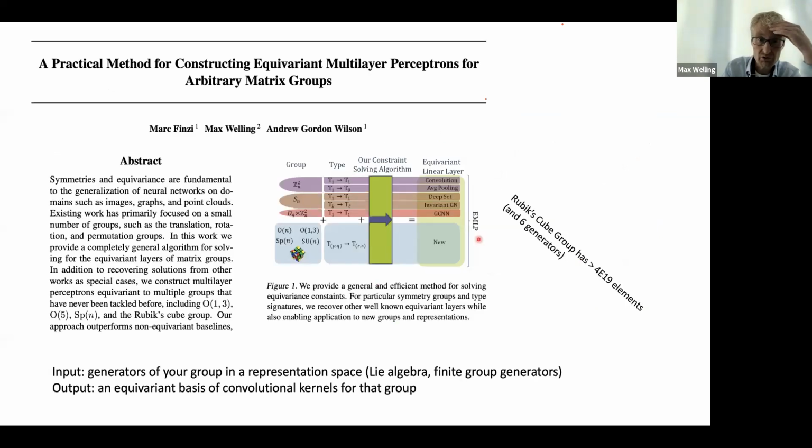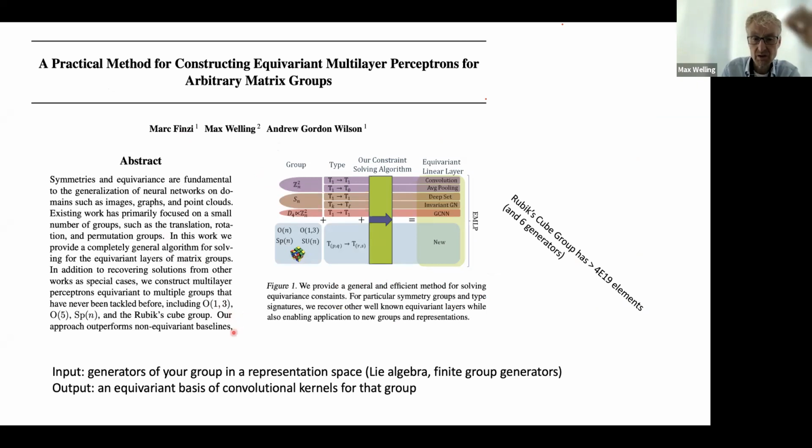Now, for those who want to start on these ideas, there is this paper that we wrote where McKenzie was the main author, the student of Andrew Wilson. And here, there's a very general way to compute your equivariant filters, the kernels that you need in order to do equivariant processing of a signal.